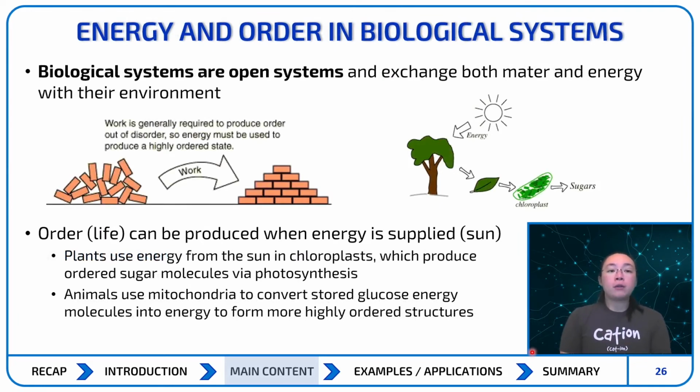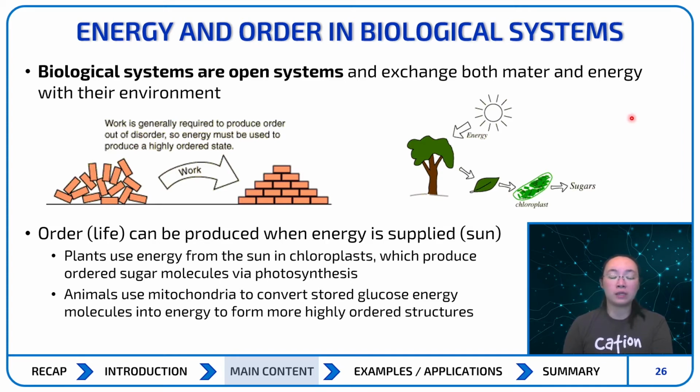So now, biological systems, we know, are considered open systems. And we want to take a look at how they exchange matter and energy with the environment. So taking a look at this diagram, biological systems take something that's disordered and bring it into something that's more ordered. You have energy going into plants, into the leaves, and then through the chloroplast, we create sugars, which are highly organized structures. So in this case, it's the opposite of what we just said.